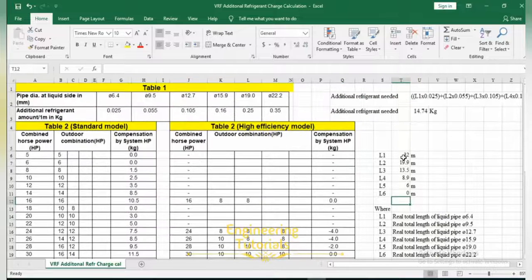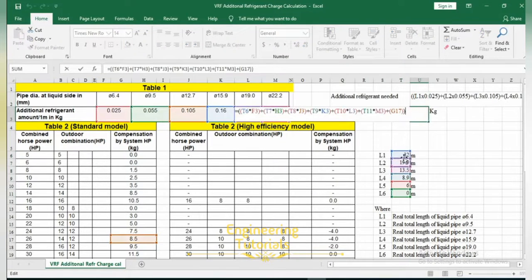So as you see, I have provided all the lengths, and I have applied the formula over here. Let me tell you again, this L1, the formula which we have used here is length L1 due to the dia 6.4, because this is the real length of liquid pipe, dia 6.4. This is 32 meters. As you know, per meter due to the dia 6.4, the additional refrigerant charge needed is 0.025 kg. So we have 32 meters, so 32 into 0.025, you will get the additional refrigerant needed due to the dia 6.4 having length 32 meters.